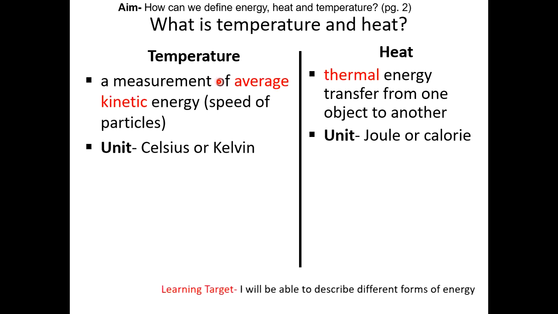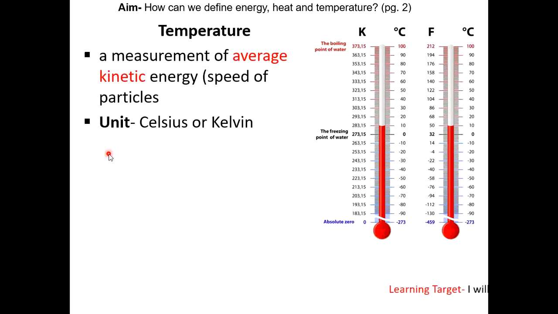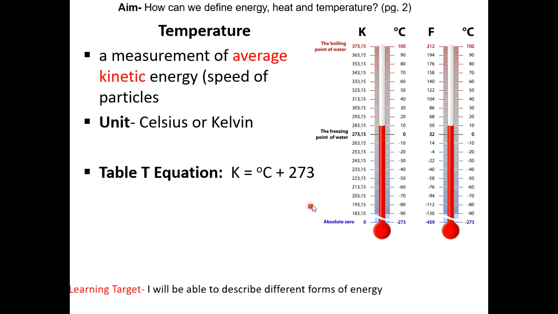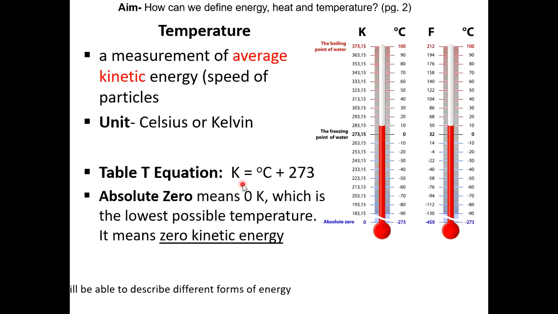So as you can see, temperature and heat are 2 different things. There are 2 units of temperature in the metric system, Celsius and Kelvin. To convert between them, you have to use the equation on Table T on your reference table. Kelvin is equal to Celsius plus 273. Kelvin is known as the absolute scale. Absolute 0 means 0 Kelvin, which is the lowest possible temperature the substance can be.